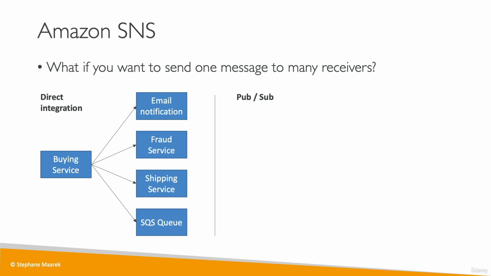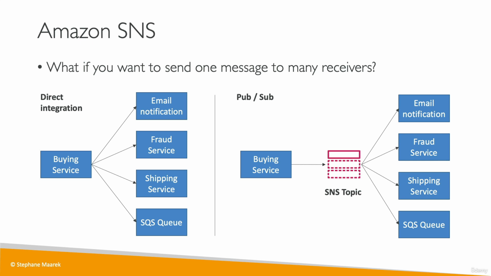Instead, what you may want to do is called a pub sub, or publish subscribe. The idea is that the buying service will send a message into an SNS topic, which is publishing a message into a topic. And that topic will have many subscribers, and each of the subscribers will be able to receive that message from the SNS topic and have it for their own. And so this is another type of pattern called the pub sub pattern.